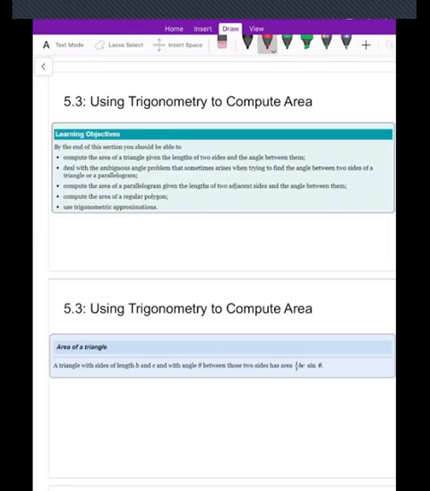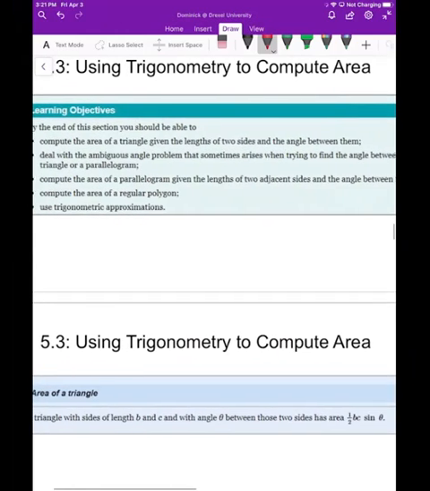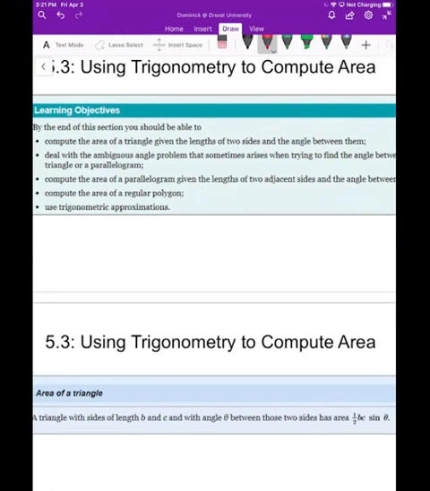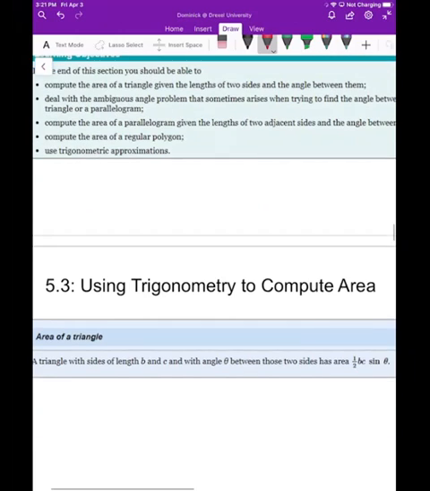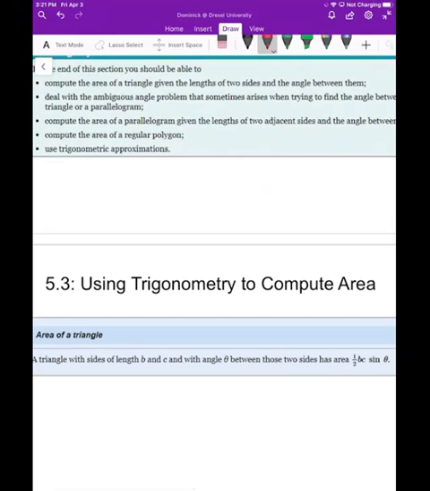Okay, guys, welcome. Today we're going to talk about how to use trigonometry to compute the area of shapes. We're going to start with how to compute the area of a triangle that may not necessarily be a right triangle. We'll talk about how we can then extend that to finding the area of a parallelogram, and how to find angles within there as well. Then we'll talk about how to compute the area of any regular polygon using this idea, and some approximations that we can do with the trigonometric functions.